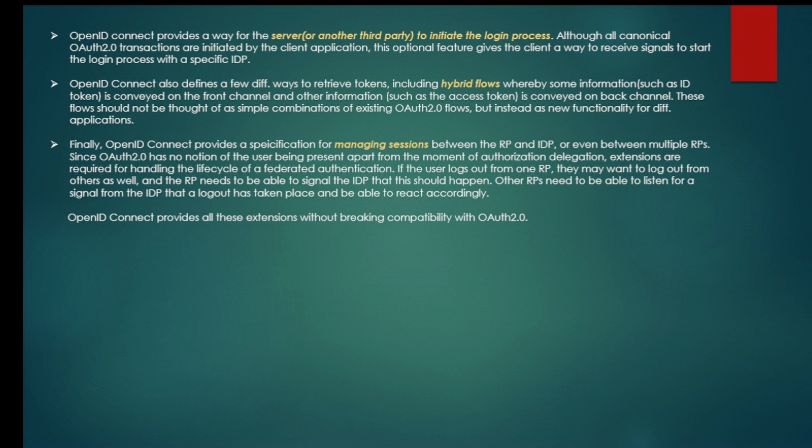OpenID Connect also defines a few different ways to retrieve tokens, including hybrid flows, whereby some information such as the ID token is conveyed on the front channel and other information such as the access token is conveyed on the back channel. These flows should not be thought of as a simple combination of existing OAuth 2.0 flows, but instead as new functionality for different applications. It's a hybrid type, the front channel and the back channel.